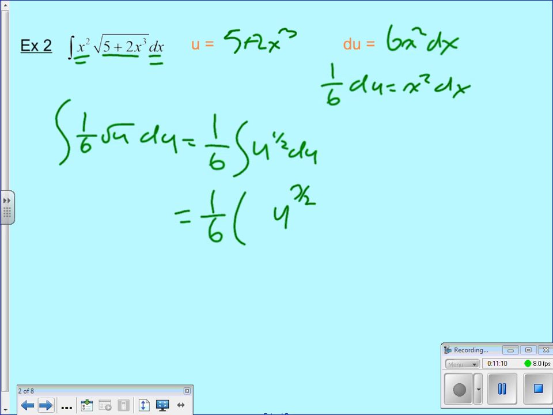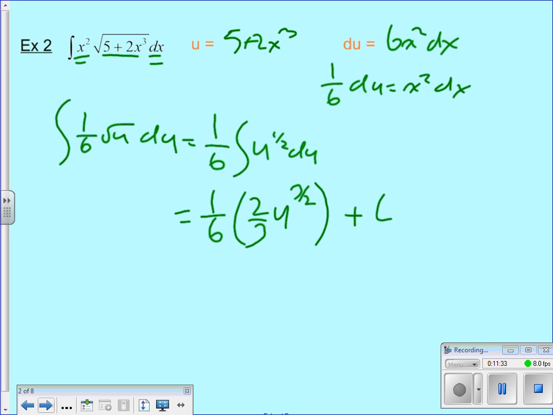And what do I have to have in front to counterbalance that new power? 2/3. 2/3. And then because I don't have bounds, what else do I have to have? Plus c. You forget the plus c, I'm marking you wrong. That's a big one. That plus c, that's a big one.